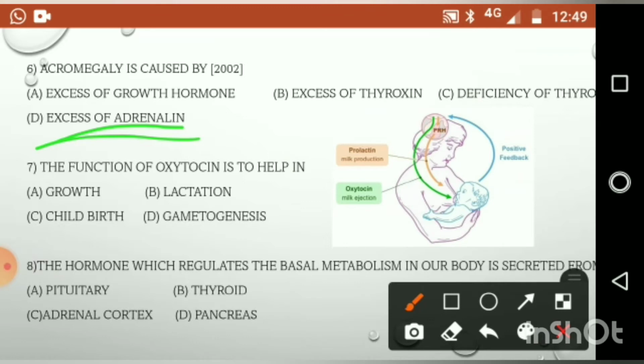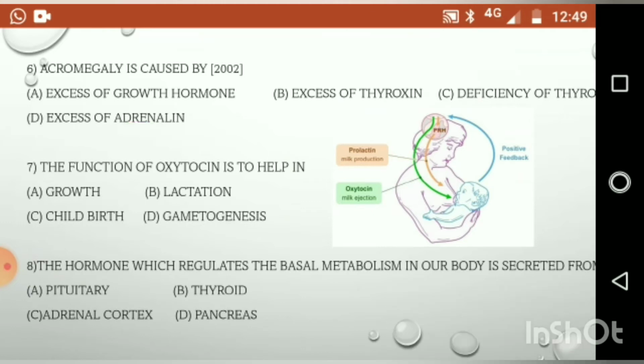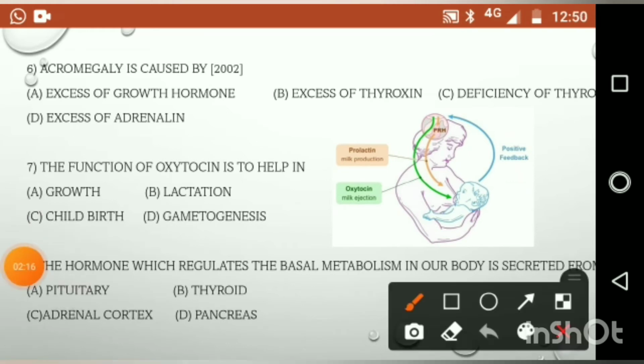Okay. Now next is, function of oxytocin is to help in, and your options are growth, lactation, childbirth, or gametogenesis. Pause the video and answer this. Now over here, this is a slightly tricky question which I put for you. If some of y'all have put lactation, then it is also correct, and if some of y'all have put childbirth, then also it is correct. Oxytocin has two functions, one is lactation and one is childbirth.